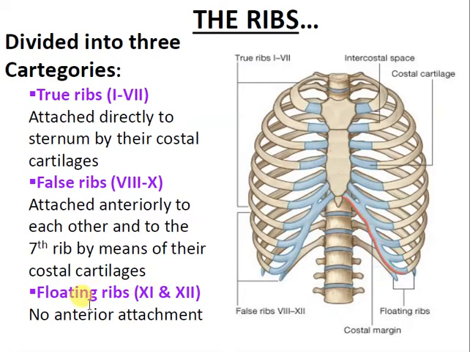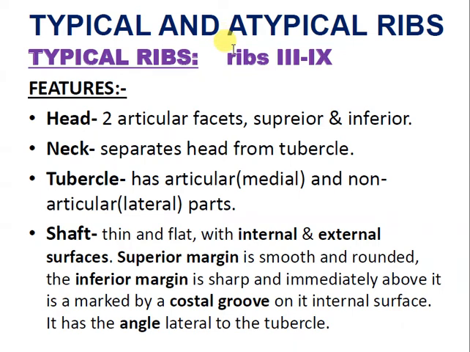So number 11 and number 12 have no anterior attachment, that's why they are called the floating ribs. This is the diagram which shows how the ribs are arranged. Another classification of ribs: we can classify them into typical and atypical ribs. What do we mean when we talk about typical ribs?